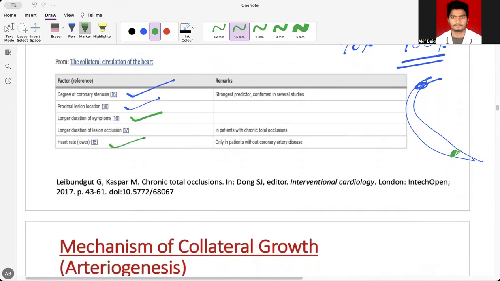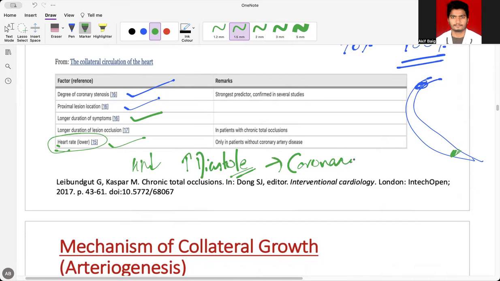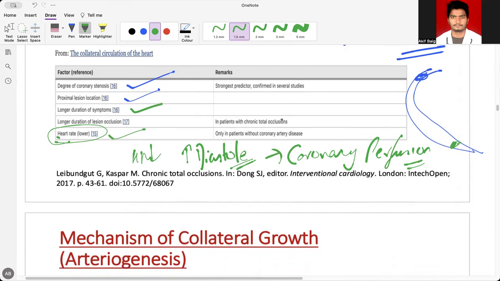Lower heart rate has also been found to give higher chances of collateral formation and longer duration of lesion occlusion. Why does a lower heart rate help? It is important to consider that during lower heart rate there is more diastolic time. So diastolic time increases if the heart rate is low. That means, as we all know, coronary perfusion occurs during the diastolic phase. So the more the coronary perfusion, the more the chances of collateral formation.